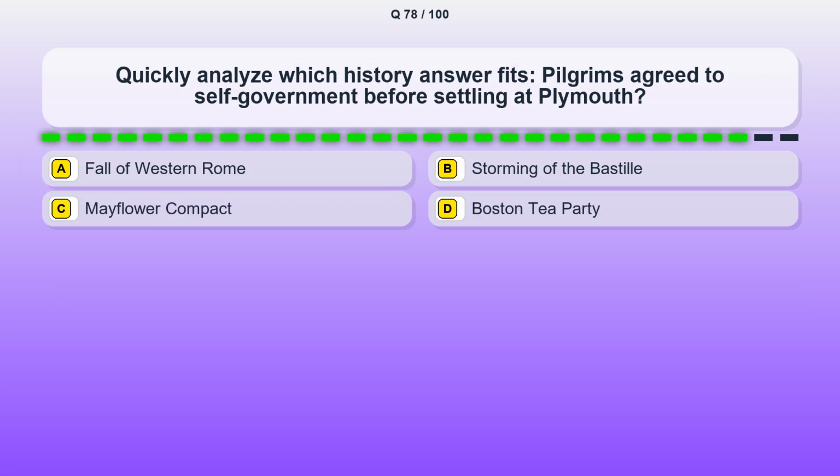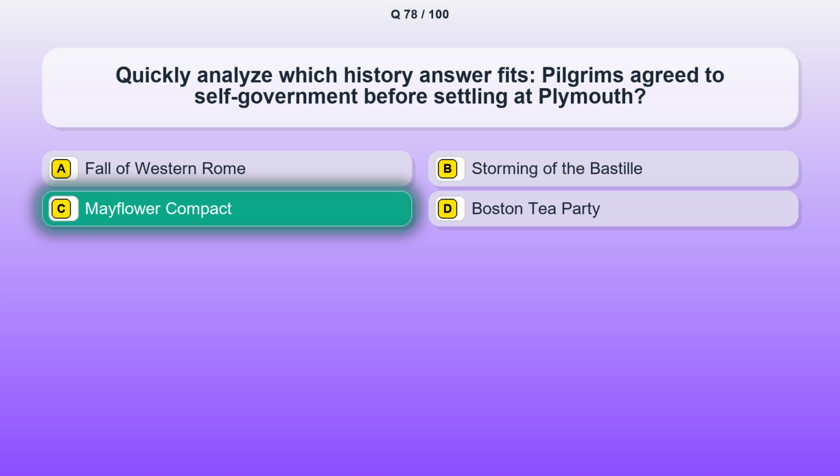Question 78. Quickly analyze which history answer fits. Pilgrims agreed to self-government before settling at Plymouth. Option A, fall of Western Rome. Option B, storming of the Bastille. Option C, Mayflower Compact. Option D, Boston Tea Party.